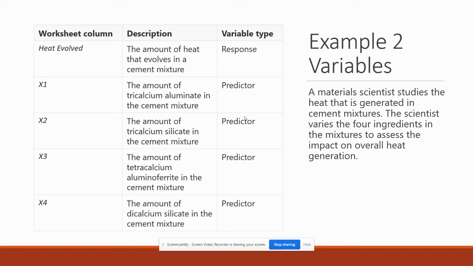X1 is the amount of tricalcium aluminate. X2 is the amount of tricalcium silicate. X3 is tetracalcium aluminoferrite. And variable 4, which is X4, is dicalcium silicate. All these are different compounds, and they're testing them, and those are the predictors. So I have 4 predictors and 1 response.